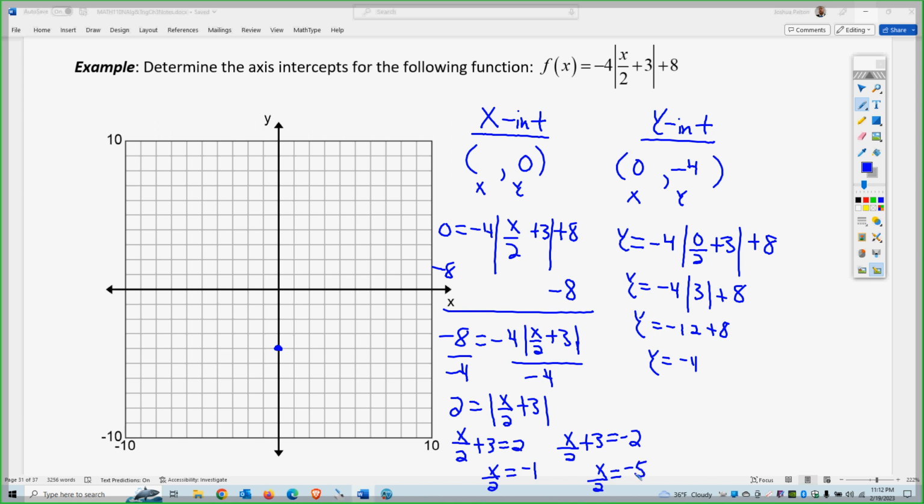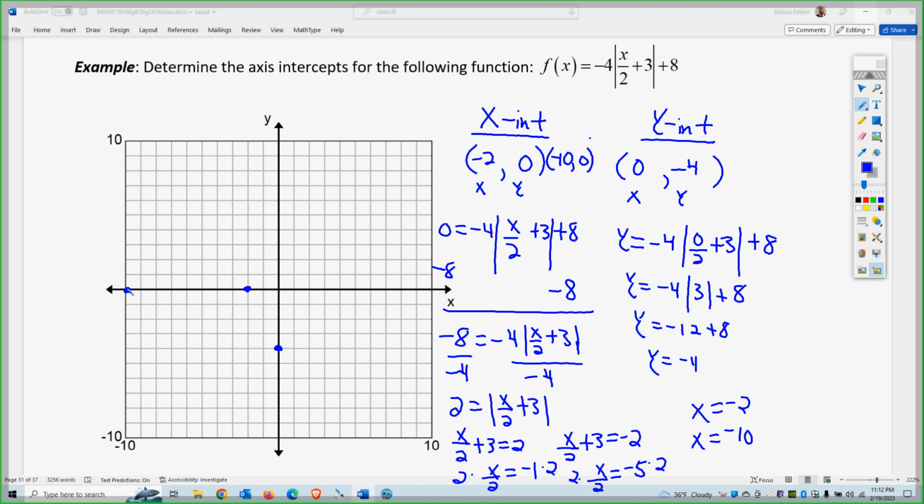Okay, so now I need to multiply by 2 on both sides. So I'm going to get x equals negative 2 on the left-hand side, and x equals negative 10 on the right-hand side. So I actually have two answers, thus two intercepts, which makes sense for an absolute value function. So I'm going to be at negative 2, and I'm going to be at negative 10. You can kind of see it starting to make the V that I should expect.